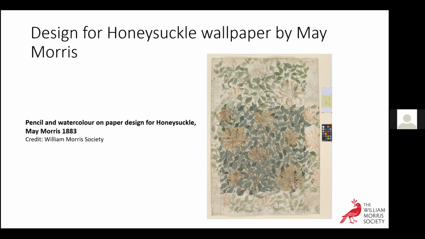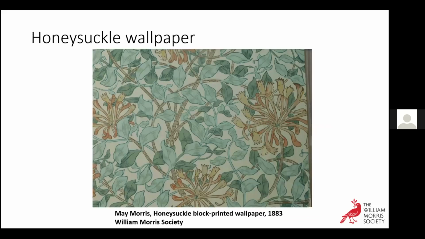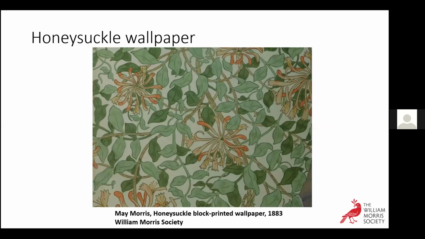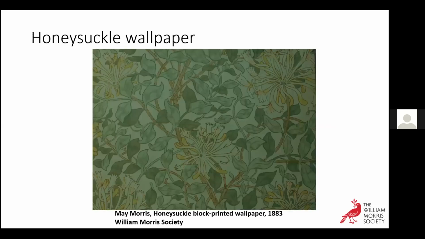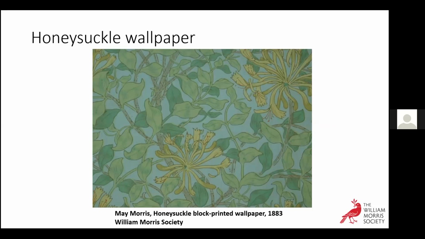So Honeysuckle was available in 4 colorways for wallpaper, and the Society is fortunate to have all of these examples in its collection, which we'll look at now. So the first 2 are almost identical in colouring to our original design. This one and this one is slightly darker. And then the other 2 that we have have different coloured backgrounds. We have the green ground and the one with this beautiful blue background.